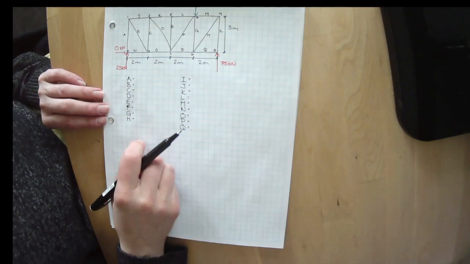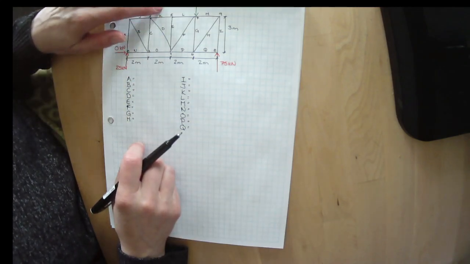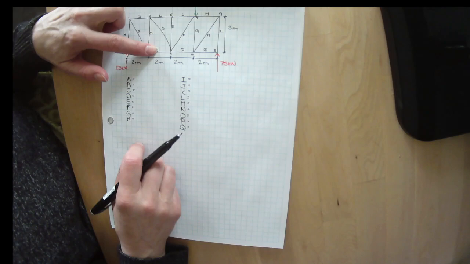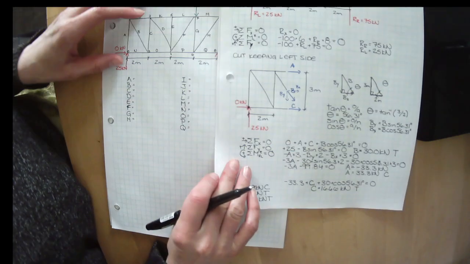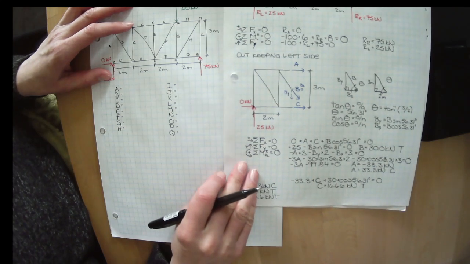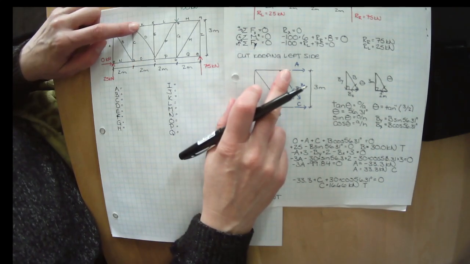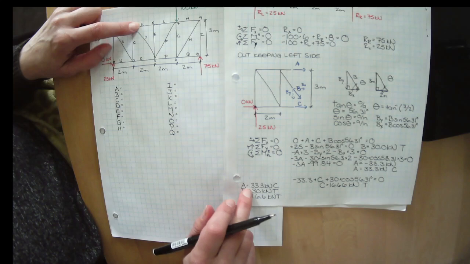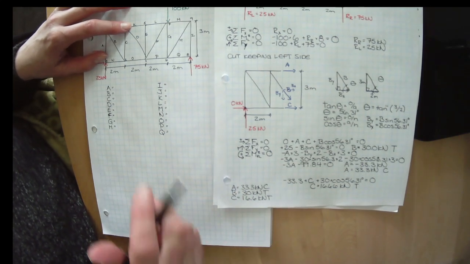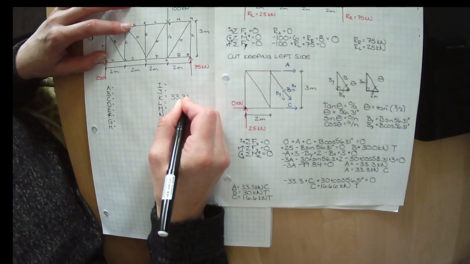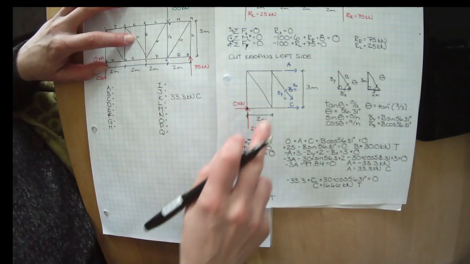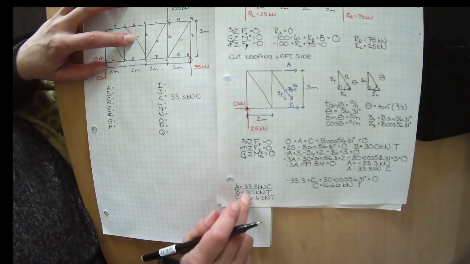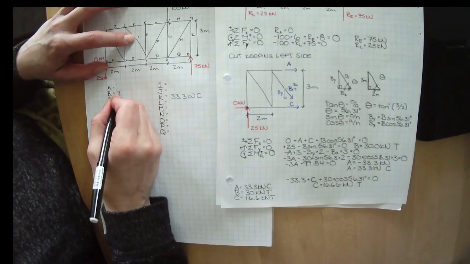Remember, one handy thing is we've already done this cut. We already found K, D, and O. We already found them because the way we did it before, we had just labeled them A, B, and C. So we had found that A, which is K here, was 33.3 kilonewtons in compression. D, which was B over here, was 30 kilonewtons in tension.